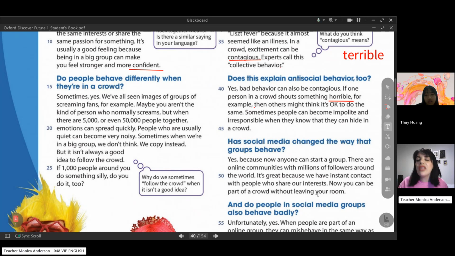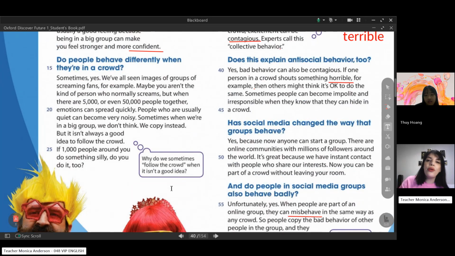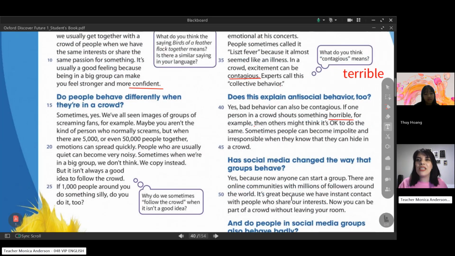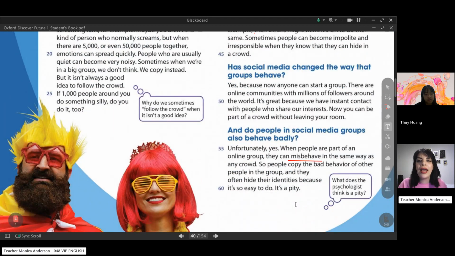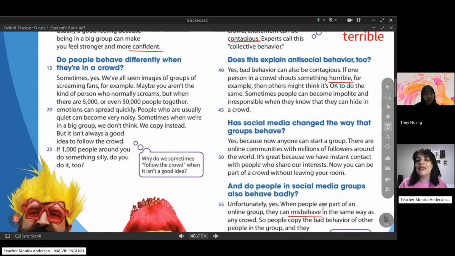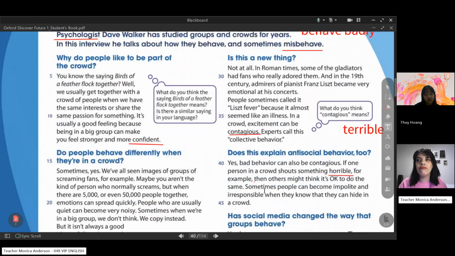So some people copy the others, and because of this they misbehave and do something wrong, and of course it can hurt other people sometimes. Sometimes it can be really dangerous. For example, they go to a concert and they push each other. So it's really dangerous.